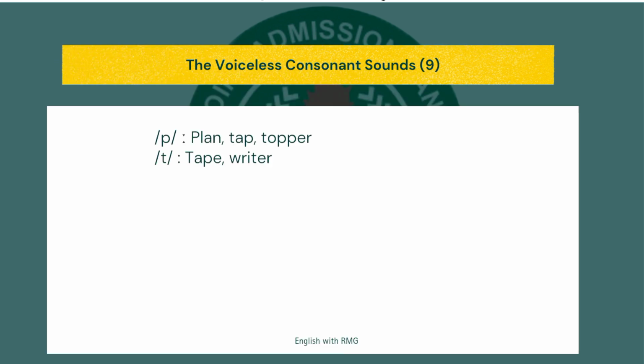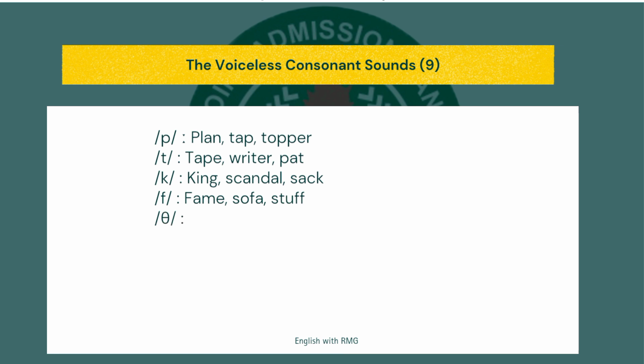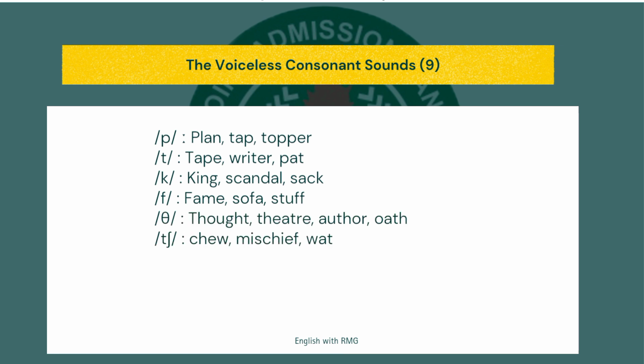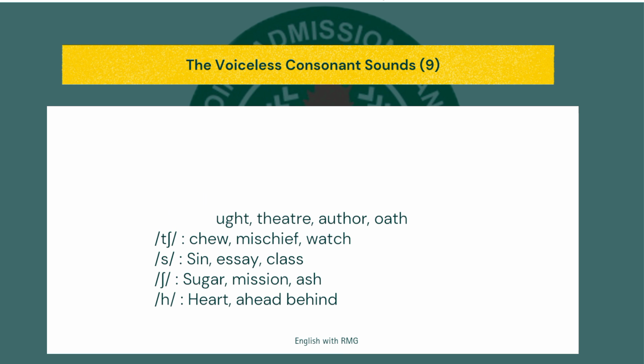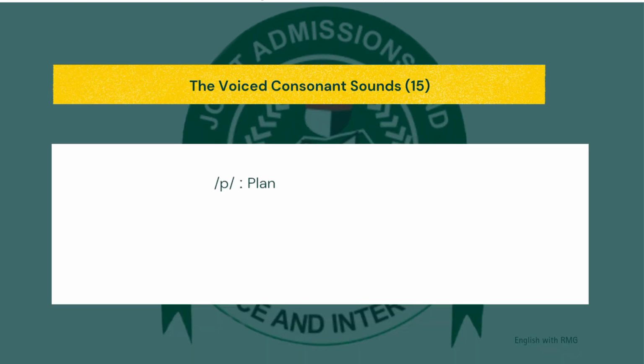So now here is the list of the voiceless consonant sounds. There are 9 in number, and we are also going to take it one after the other. So we have P, as in plan, tap, topper. We have T, as in tape, writer, pat. We have K, as in king, scandal, etc. We have F, as in fame, sofa, stuff.